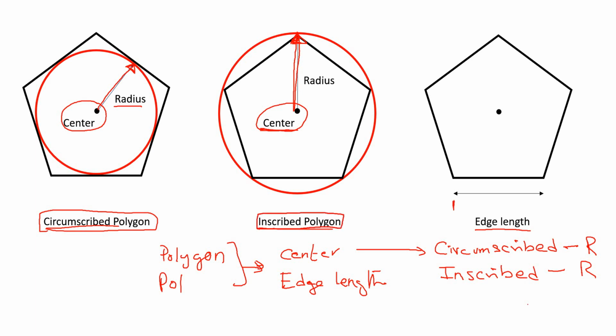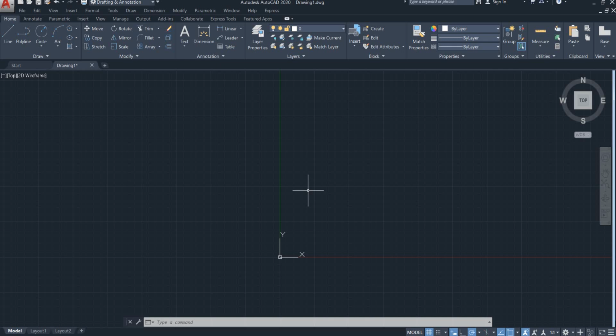And in the last one, you specify the edge length. You don't have to specify the center or the radius of the circle. You just specify the edge length and AutoCAD will make a regular polygon having the specified number of sides. For example, in this case, we are taking sides equal to 5. Let's try these 3 options out.